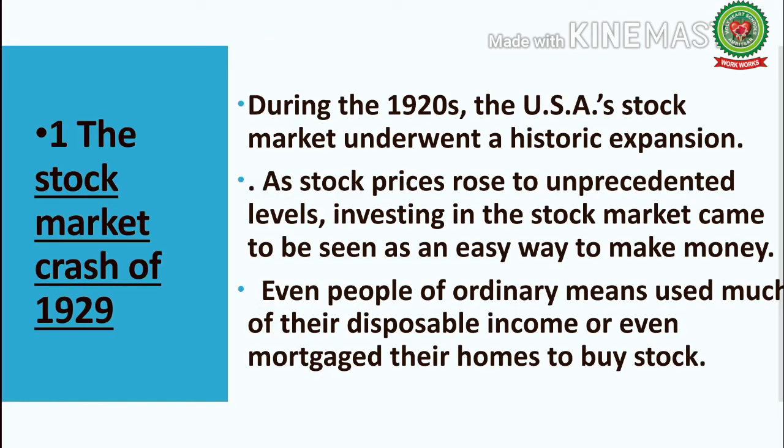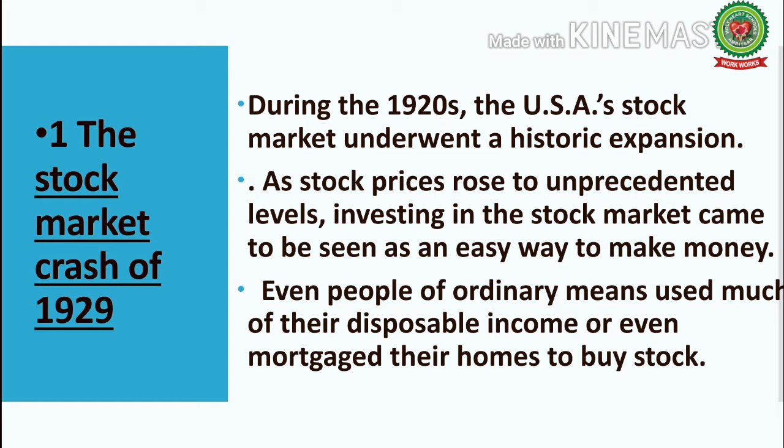The first reason which was responsible for the Great Depression of America was the stock market crash of 1929. During the 1920s, the USA stock market underwent a historic expansion. As stock prices rose to unprecedented levels, investing in the stock market came to be seen as a very easy way to make money. So everybody started investing in the share market. Even people of ordinary means, people who were rarely earning their livelihood, also invested in the share market.